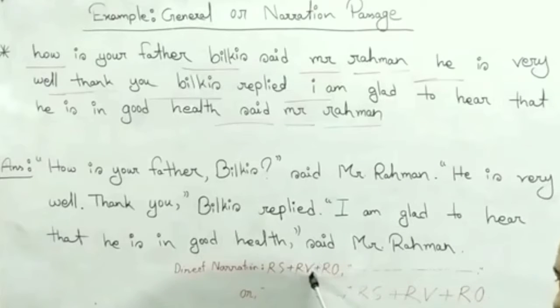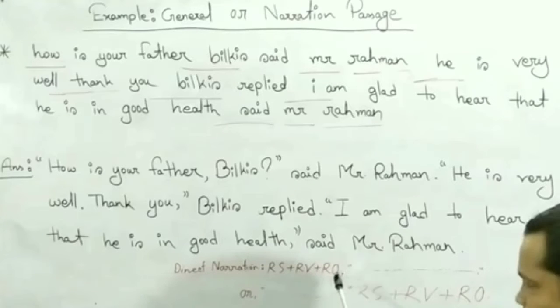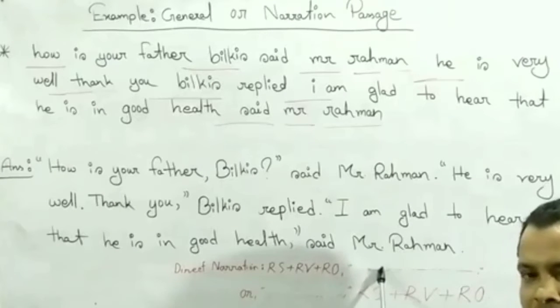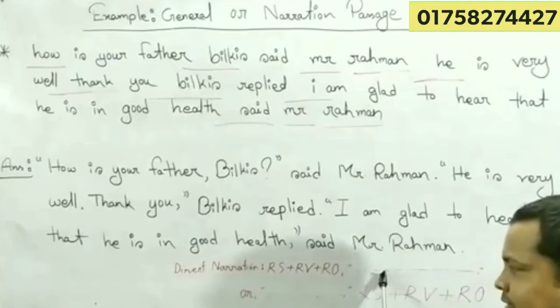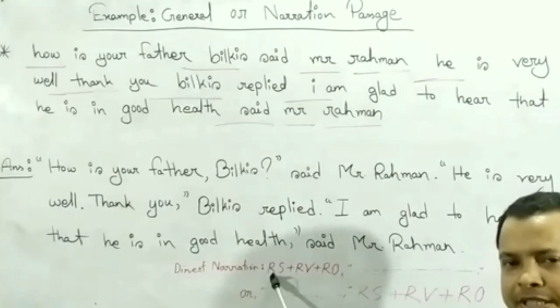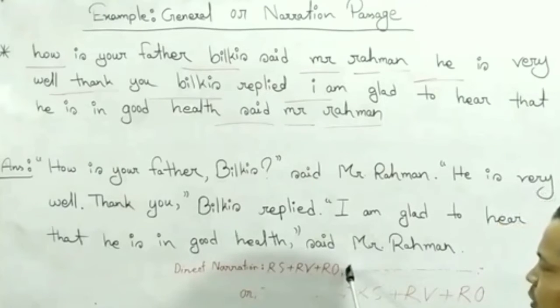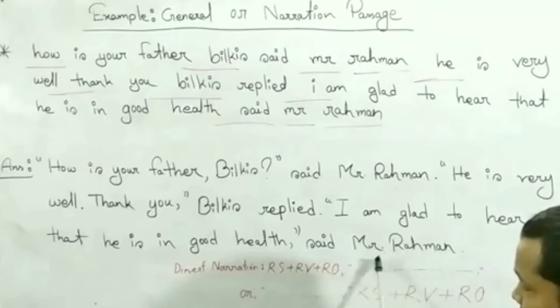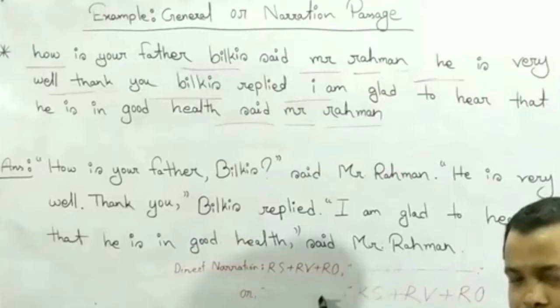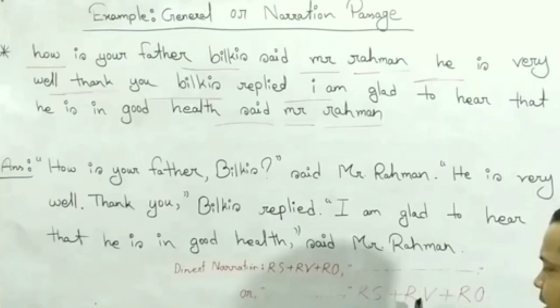Reporting subject, reporting verb, reporting object, comma. We have to give a comma here. And after that, there will be a sentence or more than a sentence, which is the main sentence of the speaker, reporting subject, and there will be reported speech, and there will be inverted commas, and this structure will also be written in another position: reported speech, comma, reporting subject, reporting verb, reporting object.